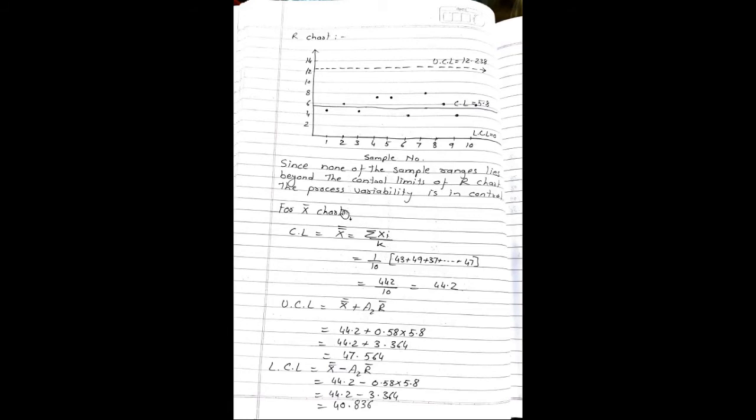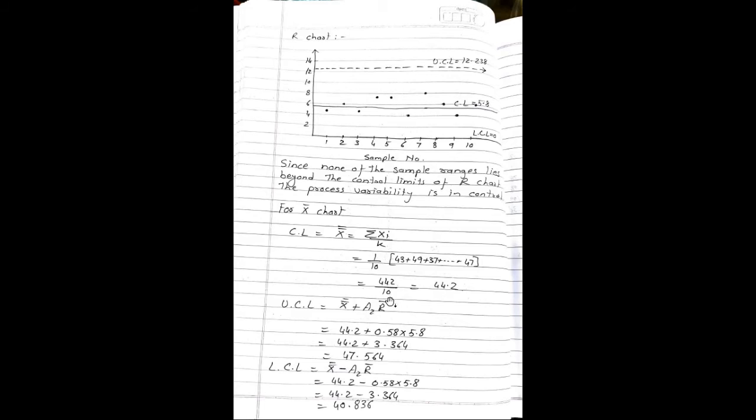To draw the X bar chart, we have to consider the central line as X double bar, which is equal to summation of Xi bar divided by K. So Xi bar, the mean of the means, we have to find. 43 plus 49 plus 37 plus 44 plus 45 plus 37 plus 51 plus 46 plus 43 plus 47. So the Xi bar summation becomes 442. So 442 divided by 10 is equal to 44.2.